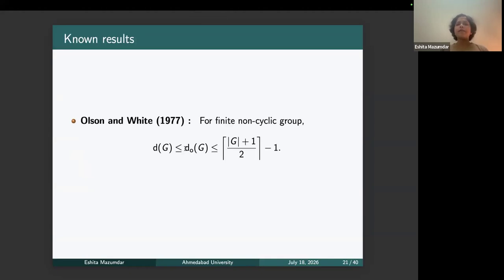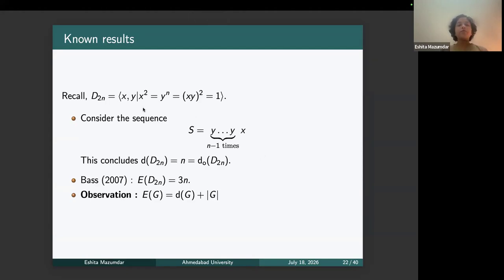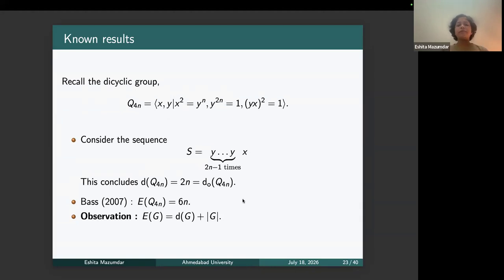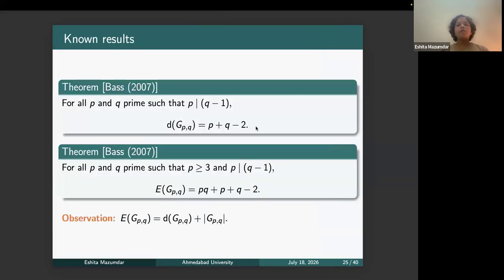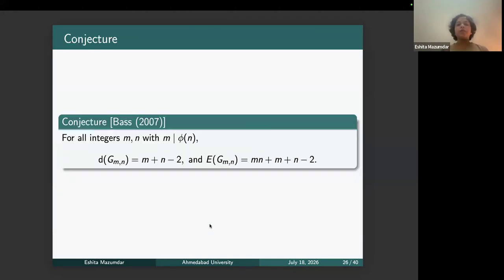The first result is by Olson and White in 1977, for non-cyclic groups. They proved this. For the dihedral group, in 2007, Bass proved, as an example for the lower bound, that the small Davenport constant is n and the Gauss constant is 3n, which shows that the relation holds true here. For the dicyclic group also, it was shown that the relation holds true. They evaluated the small Davenport constant and the Gauss constant. Now I'm considering the metacyclic group of this form. In 2007, for that metacyclic group, Bass proved that the small Davenport constant will be this and the Gauss constant is this, so one can observe that for this metacyclic group the relationship holds true. And he conjectured this.